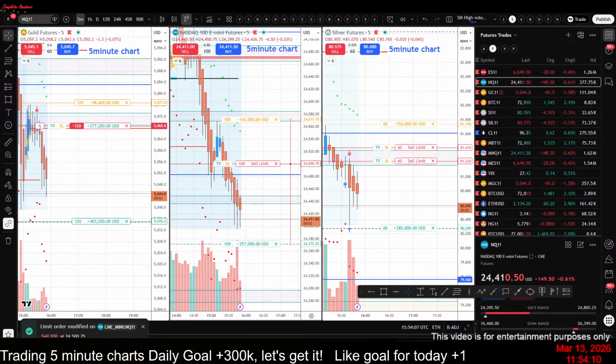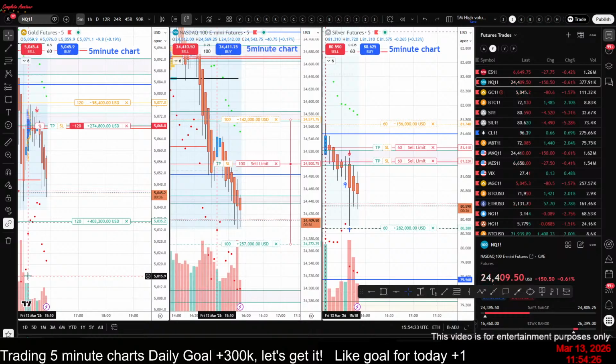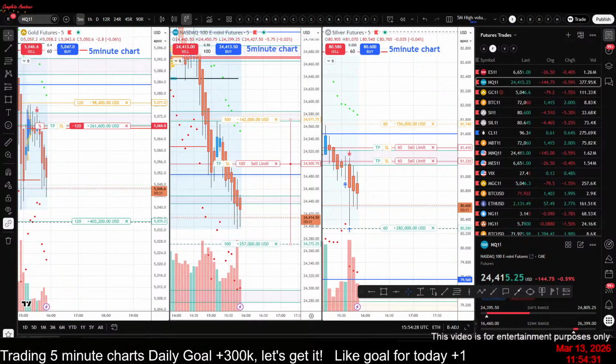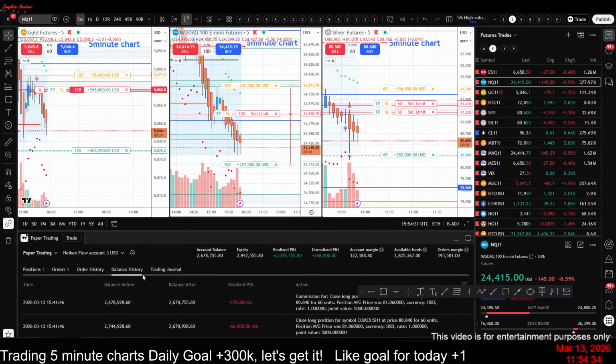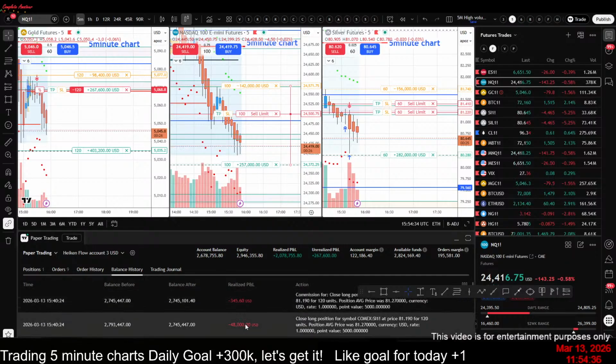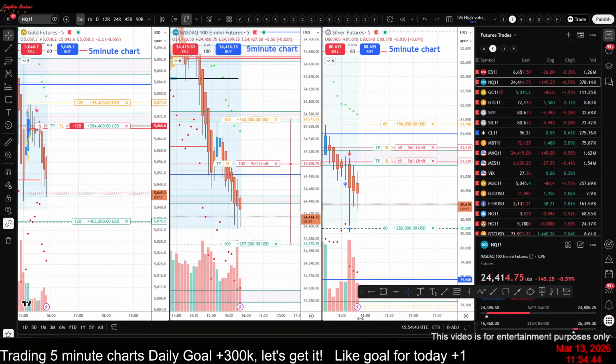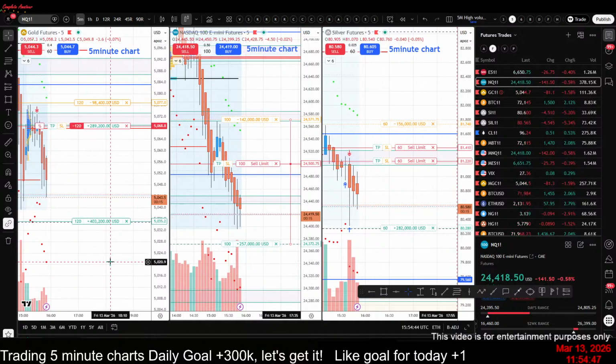Oh, battery's low. What have I done so far today? 66 and 48. That's no good. That's over 100. That is no good. Hopefully we can pick up this 403 200.